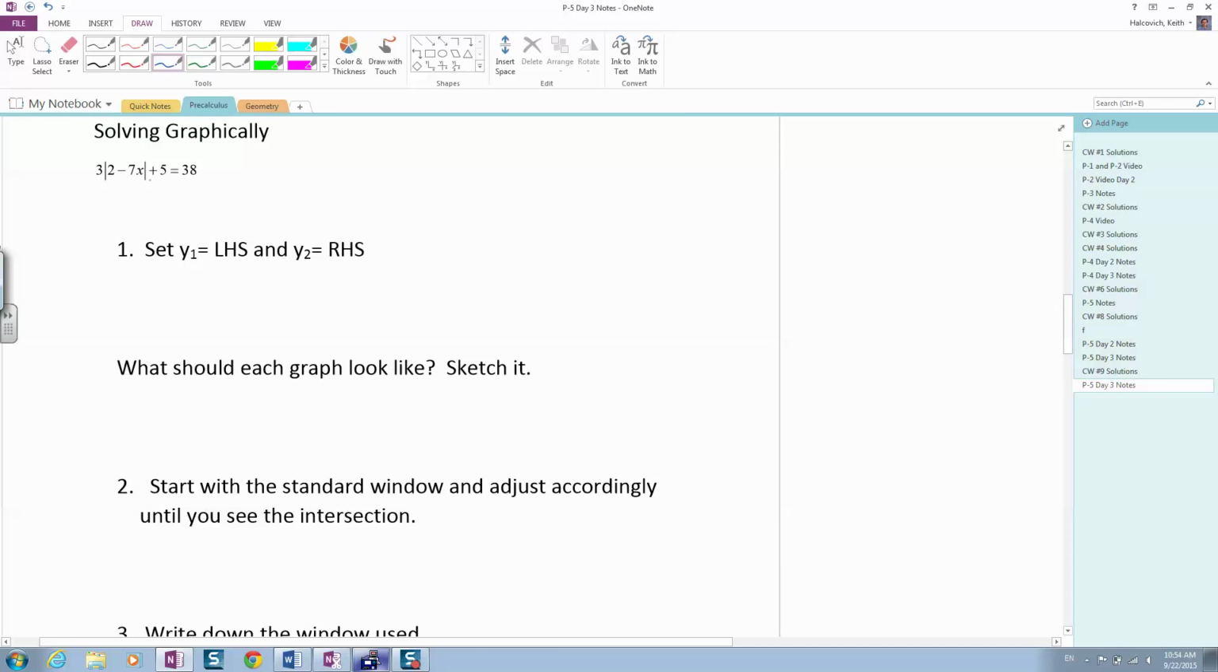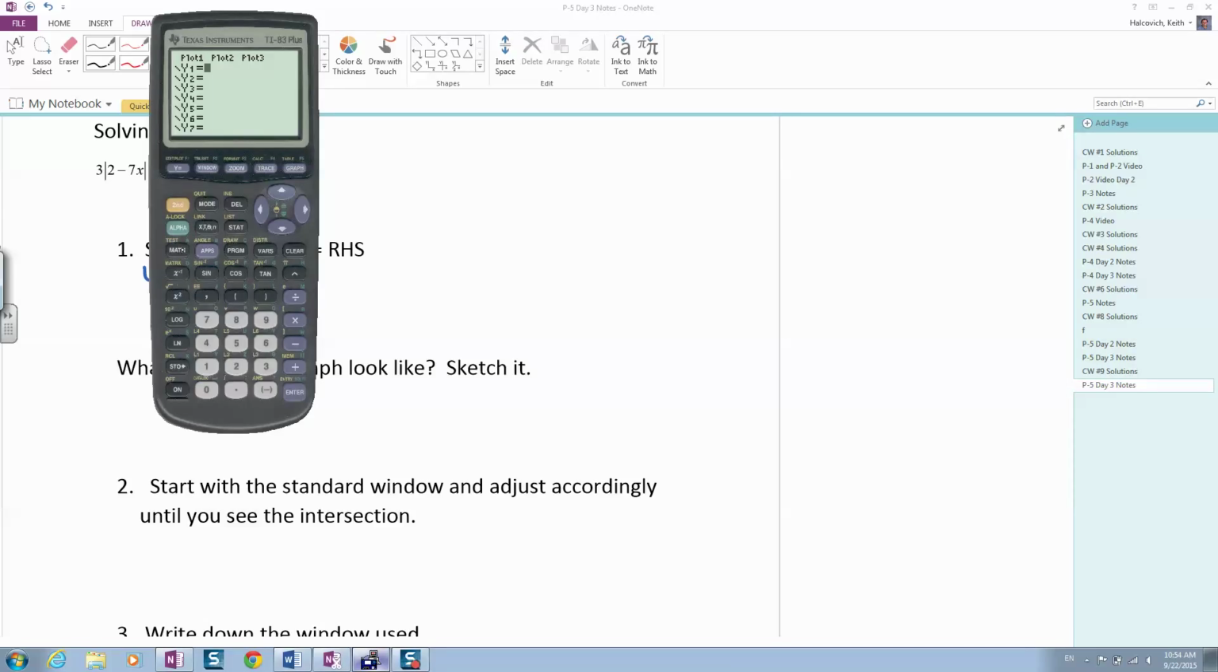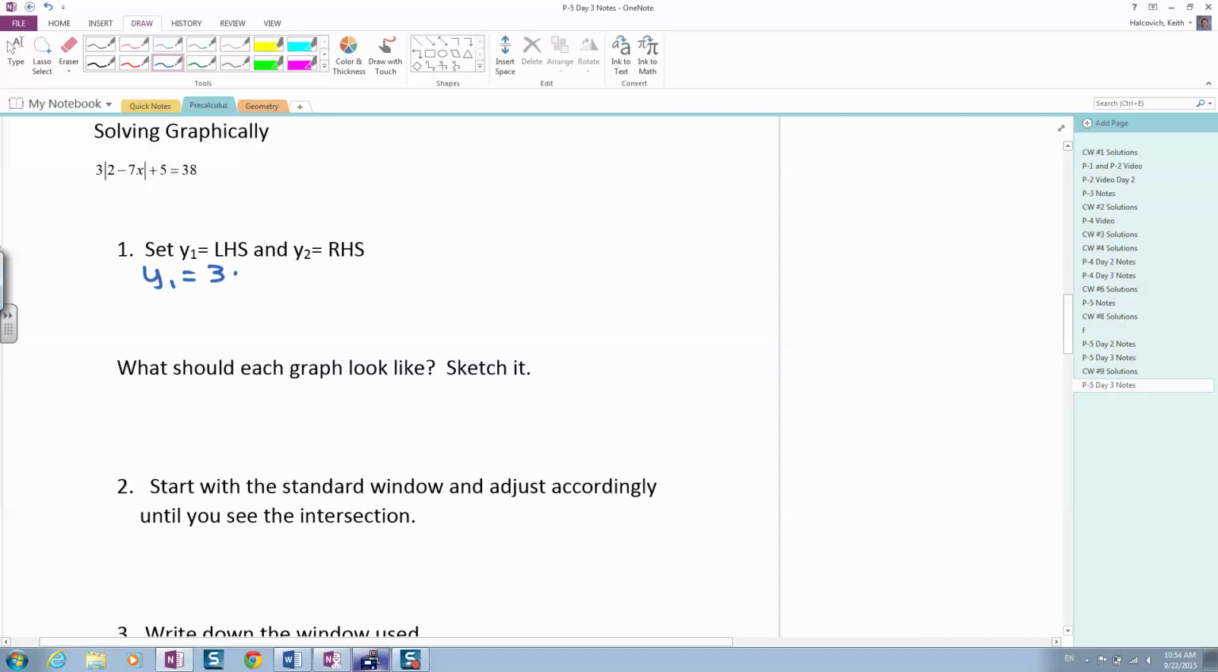Graphically, you don't need to do anything to the equation. You just make y sub 1 equal the left hand side, and remember on your calculator, when you go for absolute value you're going to hit math and then go over to numbers, and then the first one is ABS, that's absolute value. So you're going to go 3 ABS, and then it's 2 minus 7x plus 5. The second side is just going to be 38.